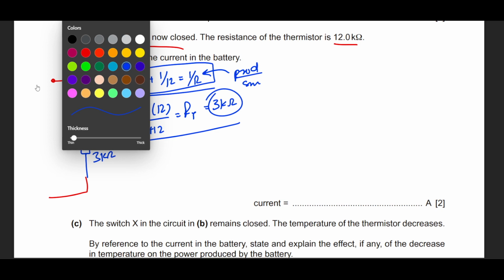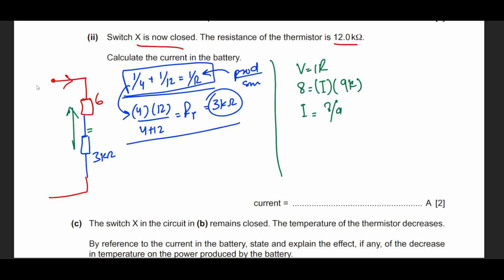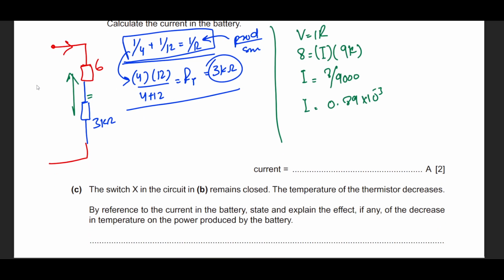So what has that become now? It has become two resistors in series with each other. So simply put, we have V equals to IR, and to simplify them even further, they will be added together, right? So voltage is 8 volts, current is what we don't know, and resistance is going to be 6 plus 3, 9 kilo ohms. So I is equal to 8 divided by 9,000 because it's kilo ohms. So this is going to come out as I equals to 0.89 into 10 raised to the power minus 3, which matching the marking scheme is going to be 8.9 into 10 raised to the power minus 4.